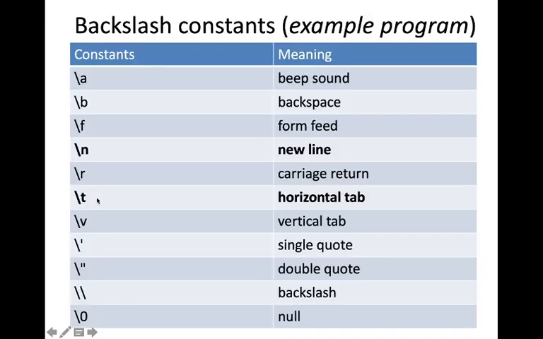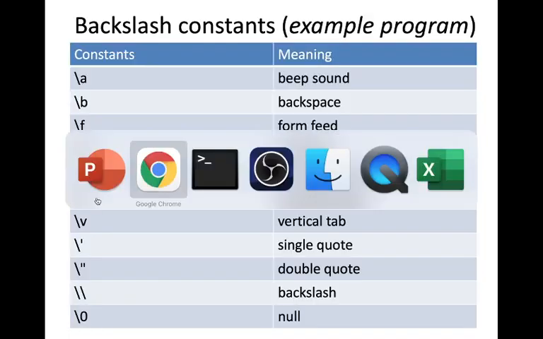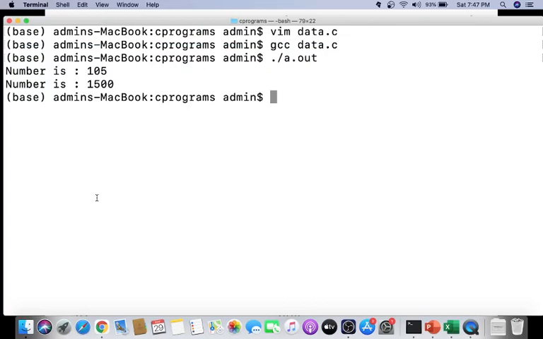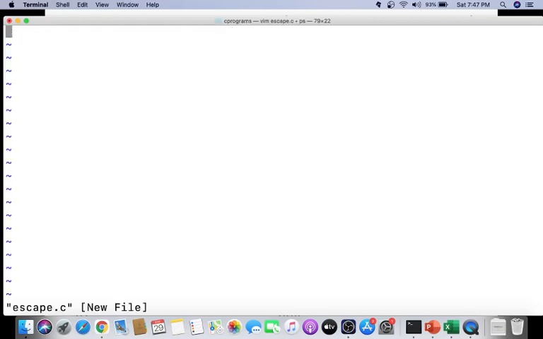So I'll show an example program for this. We will write a simple program to show this. I'll name it escape.c. Okay, I'm going to insert. So hash include stdio.h. This is a header file. Then I'll have this main function.